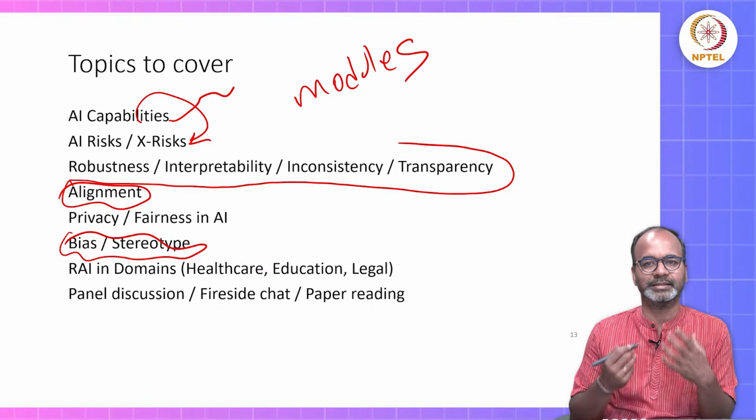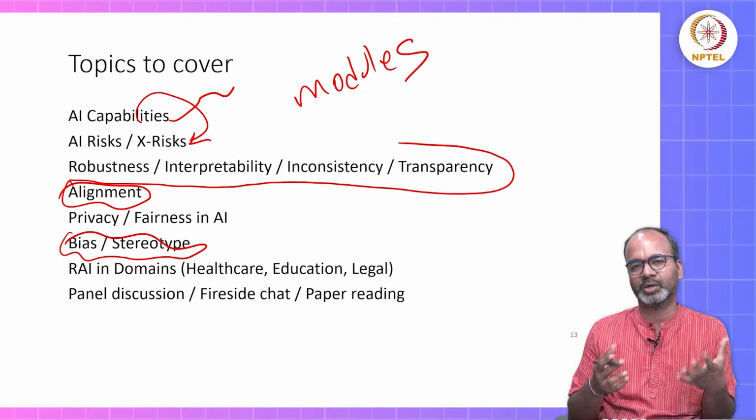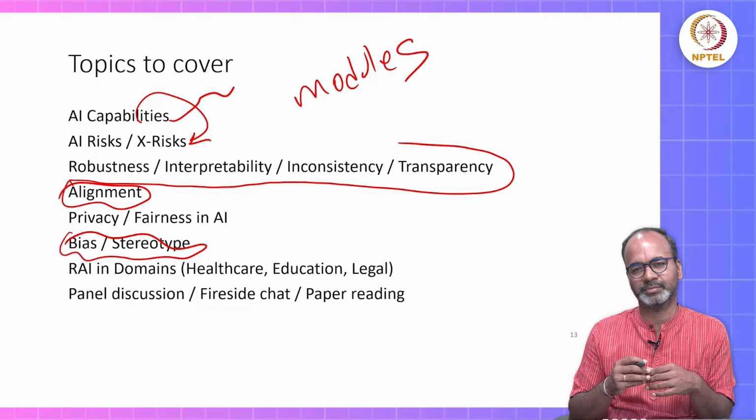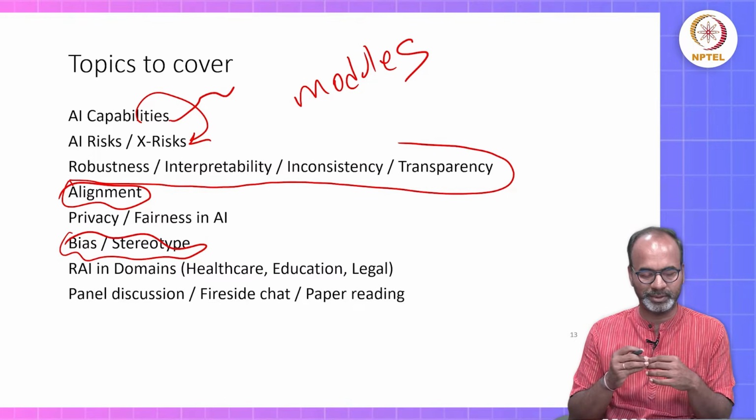We'll get into details about what kind of stereotypes have happened, what kind of biases go on in these models. Is there a way to debias it? What are the methods to debias it? All that we'll look at.